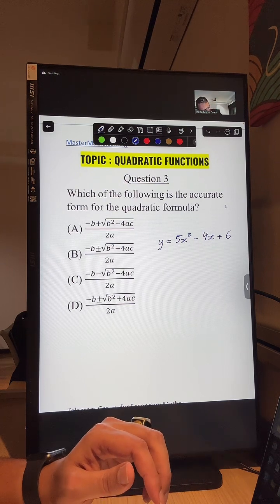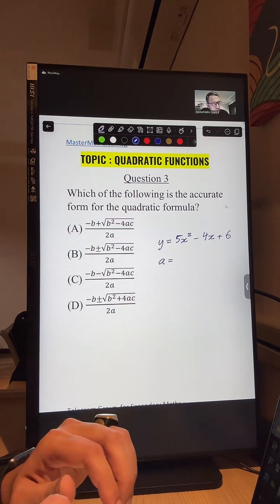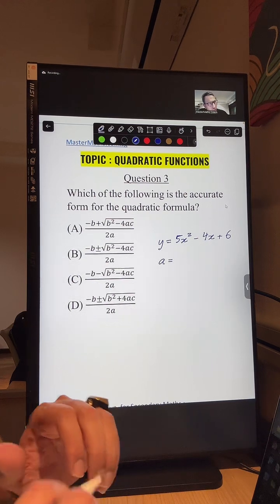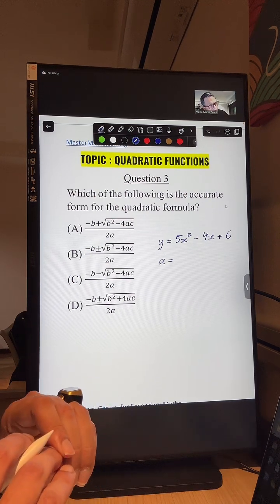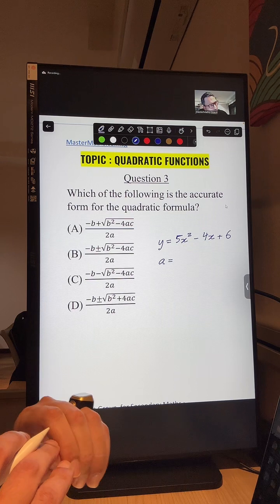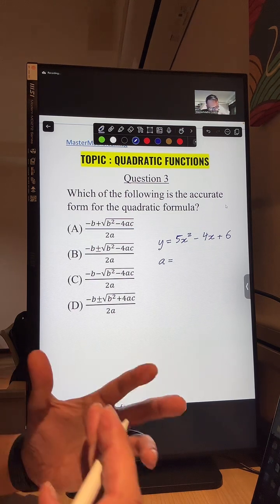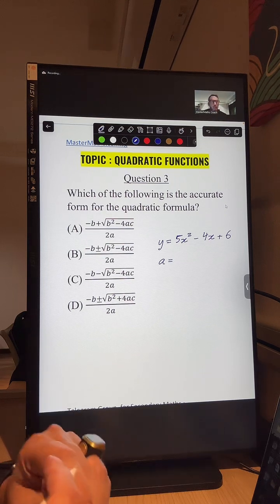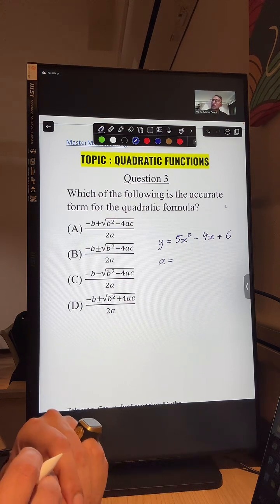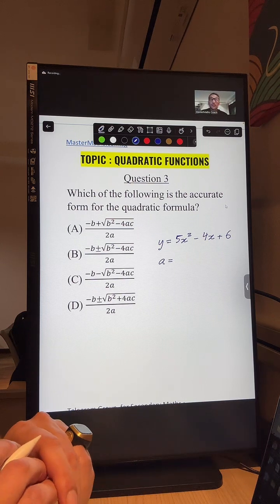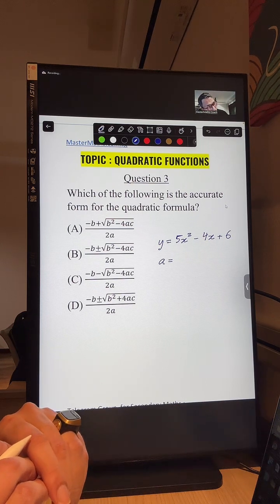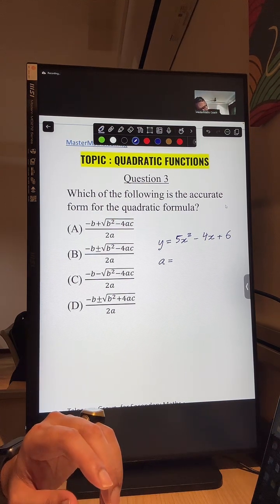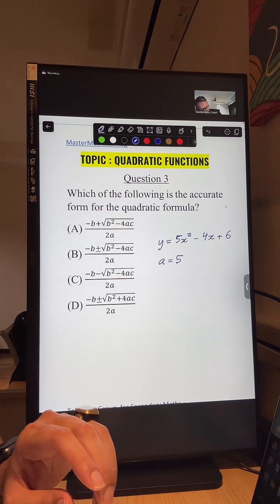What is my A for this case? Who can tell me what's my A for this case? Maybe you can tell me. What is the A for this particular quadratic equation, y equals 5x square minus 4x plus 6? Okay, very good. The A here is 5. Well done.